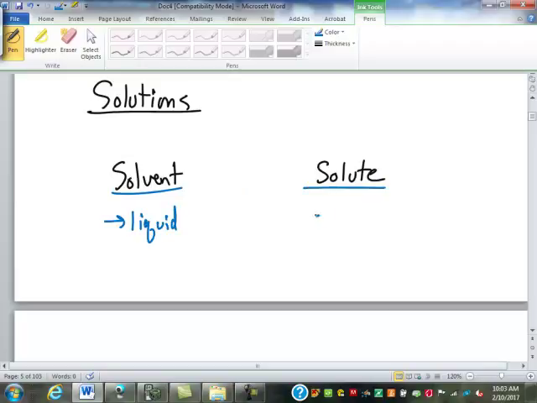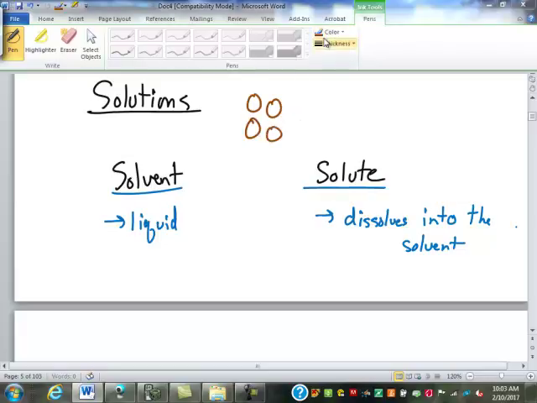The solute is what dissolves into the solvent. By dissolve, it means it almost disappears. Now, you think of salt water, if you look at salt water, it looks just like regular water. The salt actually goes in and it disappears. What happens is you have the little particles of the solvent, in this case the water, that are sitting in there.